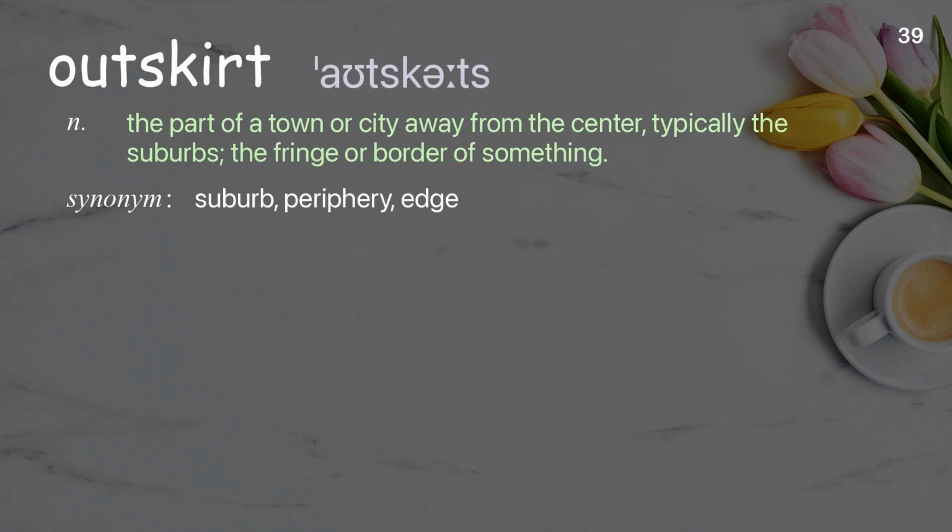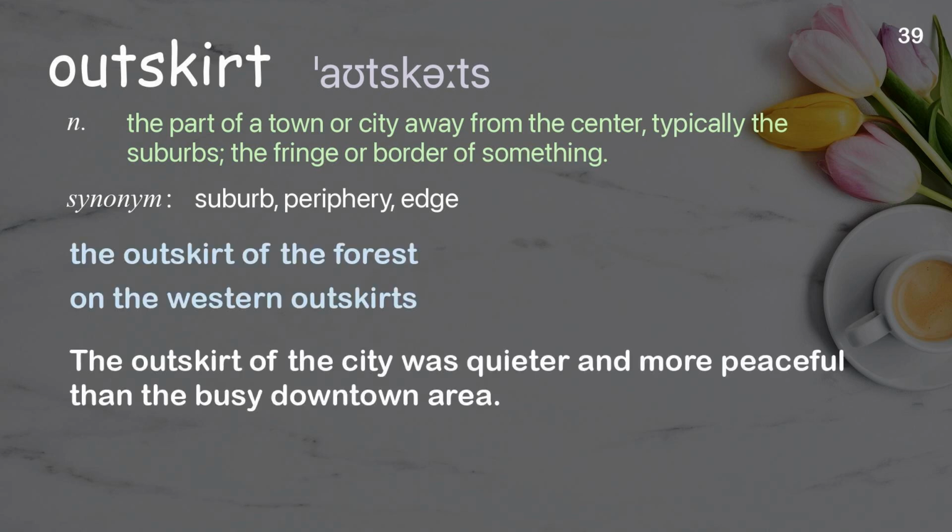Outskirt. The part of a town or city away from the center, typically the suburbs, the fringe or border of something. Examples: The outskirt of the forest. On the western outskirts. The outskirt of the city was quieter and more peaceful than the busy downtown area.